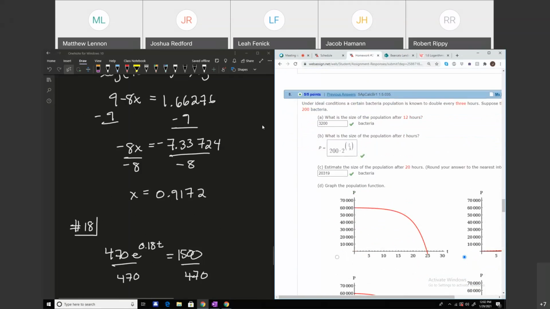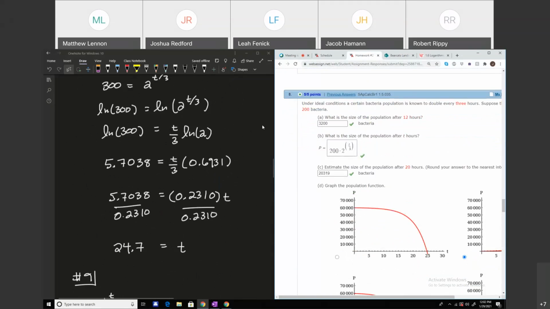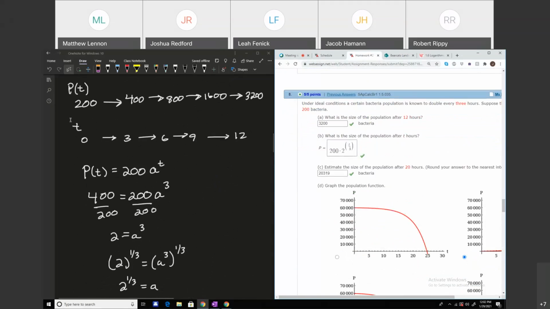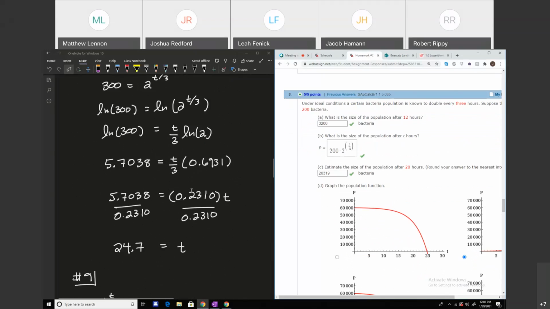So what's the size after 12 hours? You just have to double it 4 times, basically, right? So it says 12 hours, right? And I know it doubles every 3. So I just doubled it until I got to 12. And I got 3,200. Double 400 times 2, 800 times 2, 1,600 times 2, 3,200. Once you have the equation, you could also plug it in there, right?